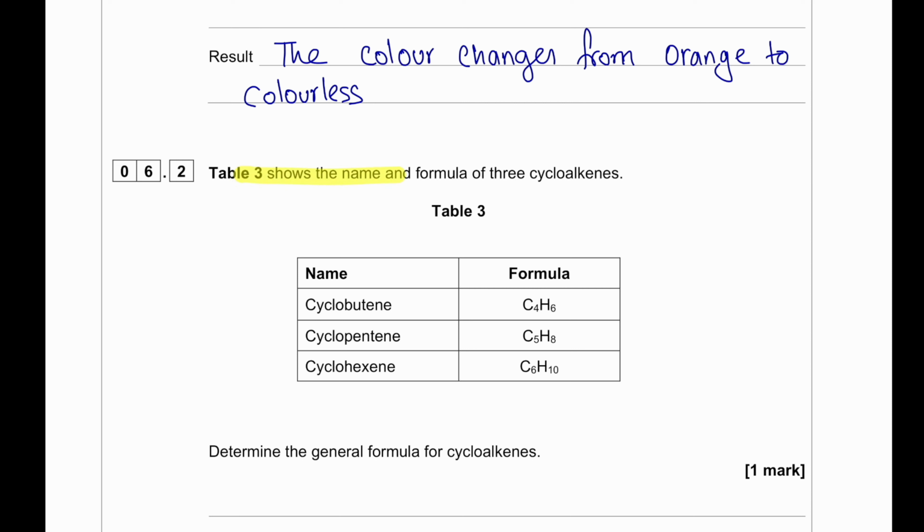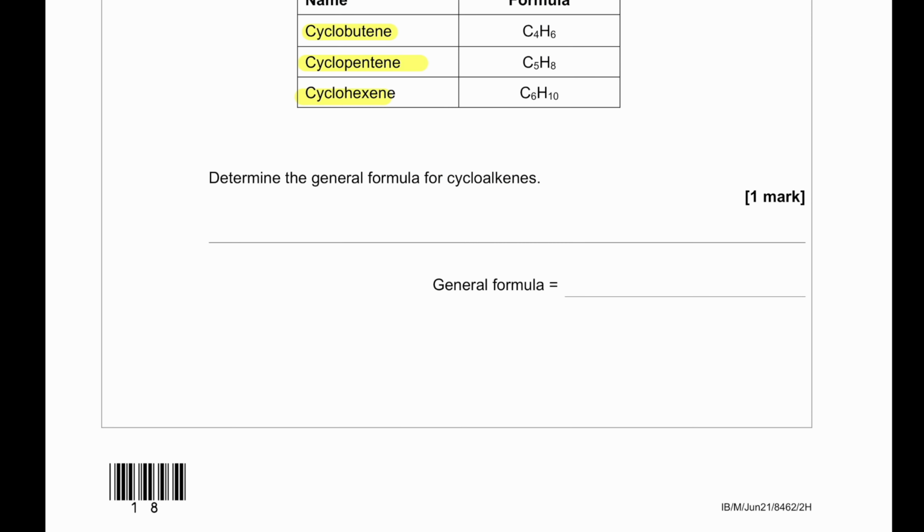Table 3 shows the name and the formula of 3 cycloalkenes. Cyclobutene, cyclopentene, and cyclohexene are given. Determine the general formula for cycloalkenes. So we are going to look into the number of carbons. There are 6 carbons. So we can say CnH, and then the number of hydrogens is twice the number of carbons minus 2.